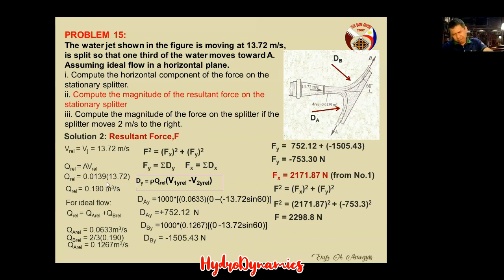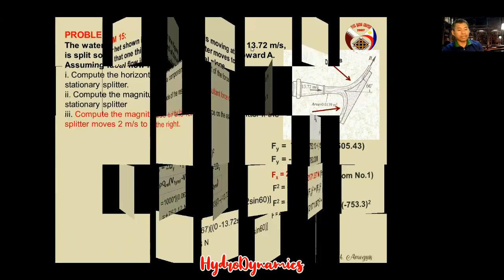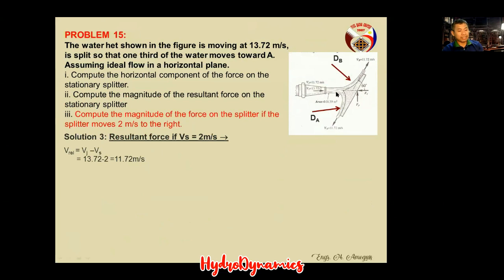Di ba? Medyo, kung isipin mo, parang medyo mahaba, pero look at the flow of the solution. Ano lang siya? Madali siyang intindihin. Okay? Kasi consistent tayo sa equation natin eh. Lagi yan, rho Q relative, V1 relative, V2 relative. Okay? Then find the force on the splitter if the splitter moves 2 meter per second to the right. O di kung nag-move ang splitter, ano mangyayari niyan? So, anong twist sa solution? Ganun lang din, kung nag-move yung splitter, mababago lang ang V relative. Okay? Mababago lang ang relative velocity.